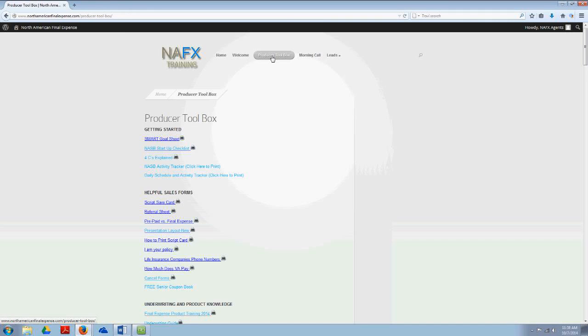Go to the Producer's Toolbox online. Print out these different forms for your sales binder. This is all stuff that you can use. Here are the cancel forms if someone needs to get rid of their current insurance. A coupon book. Here's the presentation layout. Just different things. A referral sheet for collecting referrals.